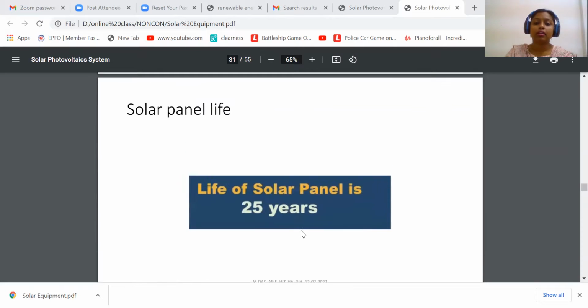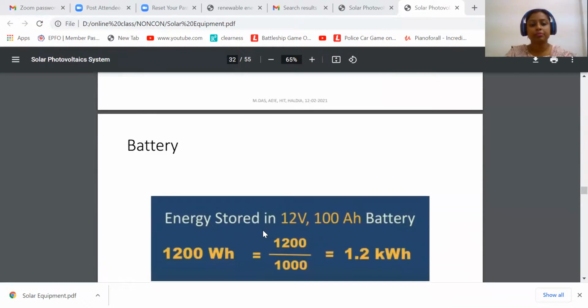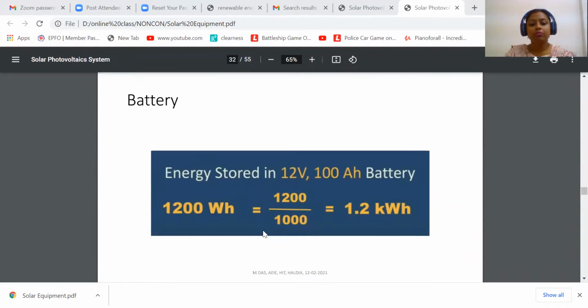Generally, the solar panel lifetime is very high, about 25 years, and after that it starts to degrade. However, one can use it up to 25 years with different types of operational and maintenance procedures. The general battery we use is the lead acid battery. However, in different areas, we are also using other types, like lithium and other sources of energy storage.